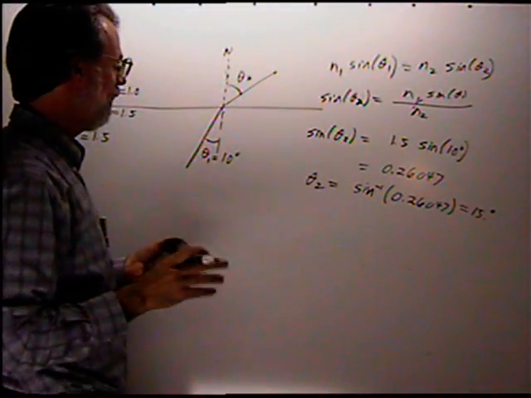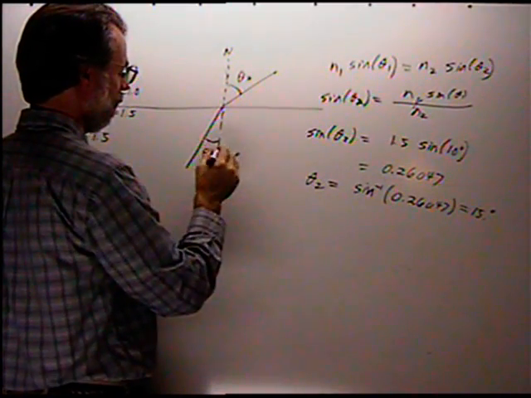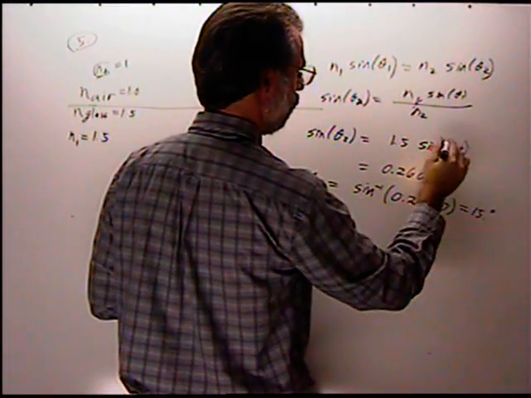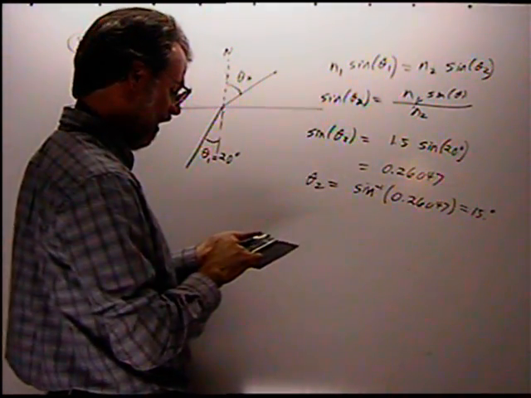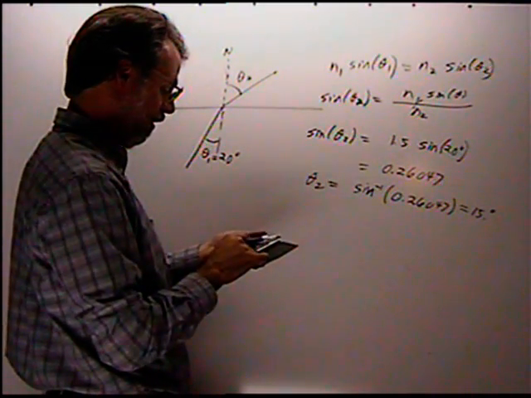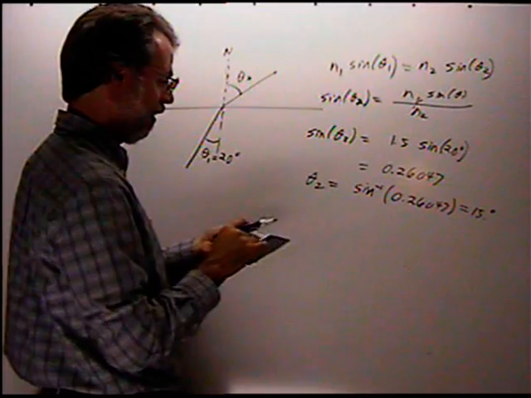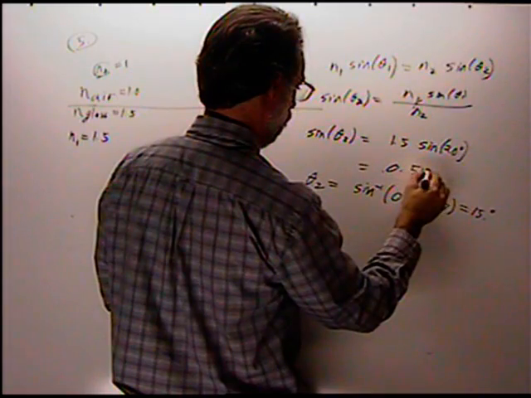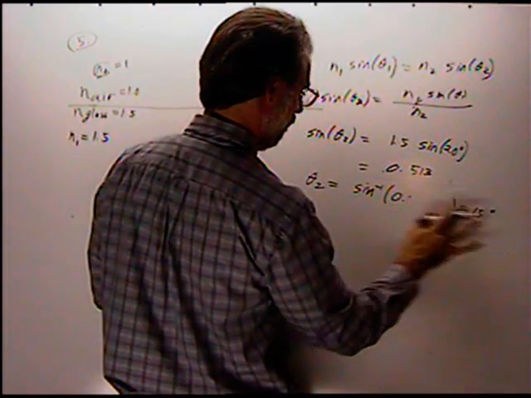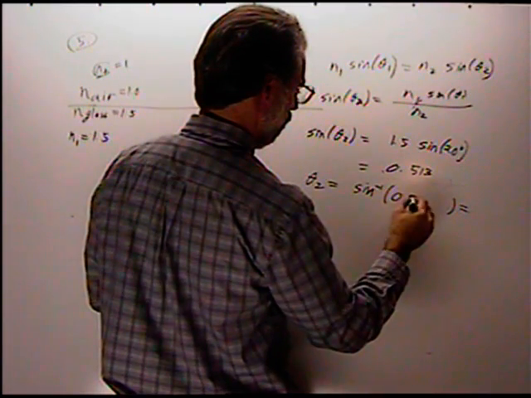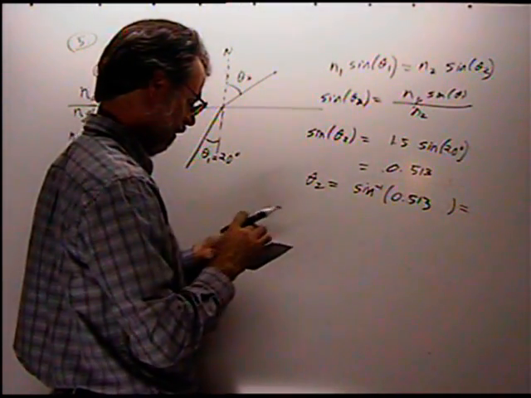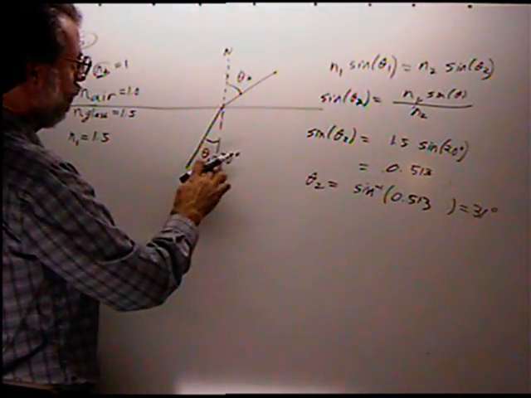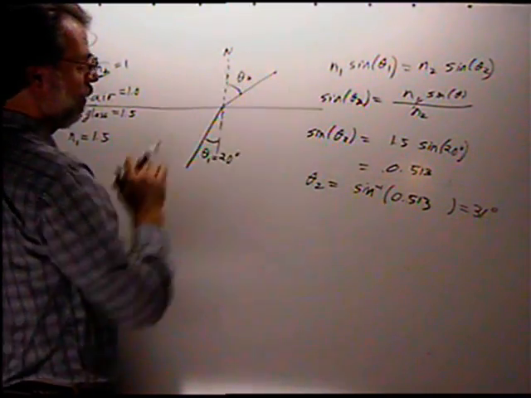But let's suppose we increase this to 20 degrees. The sine of 20 times 1.5 is 0.513. The inverse sine of 0.513 is about 31 degrees. So for 20 degrees here, this would be about 31 degrees.